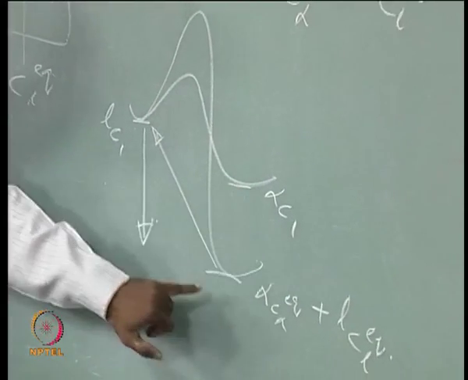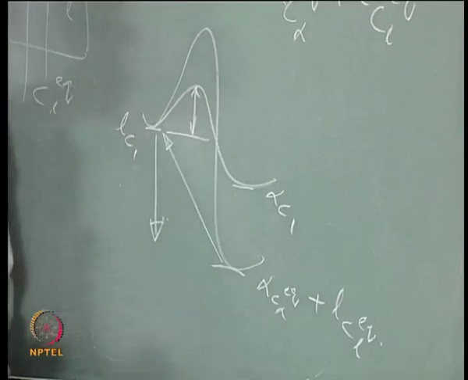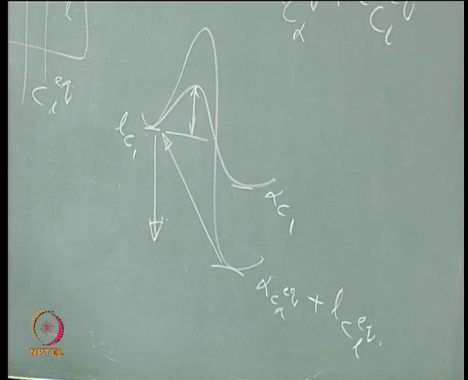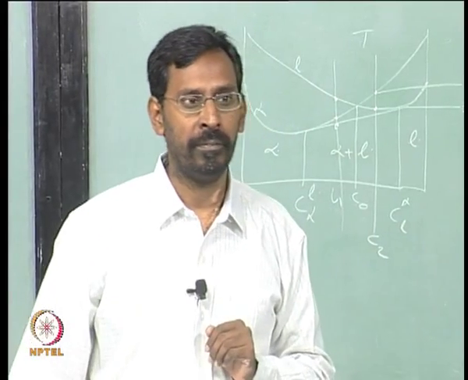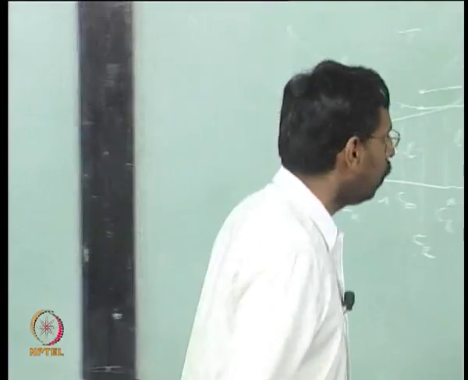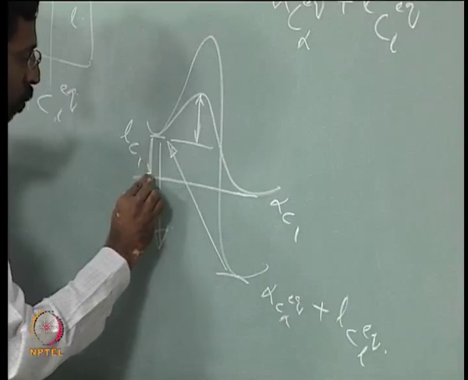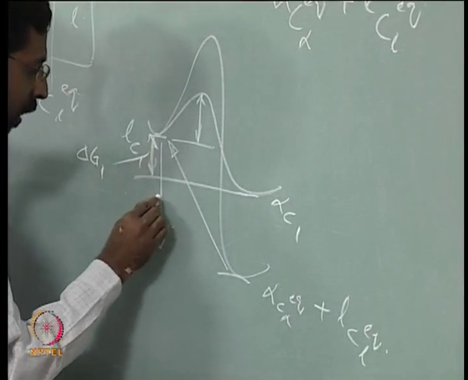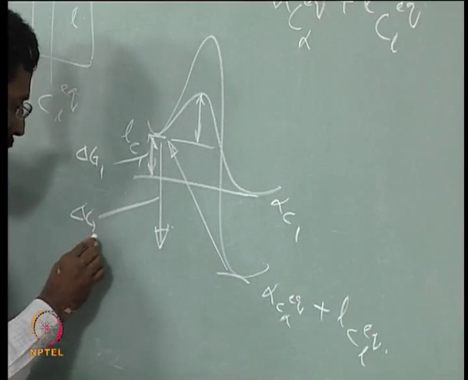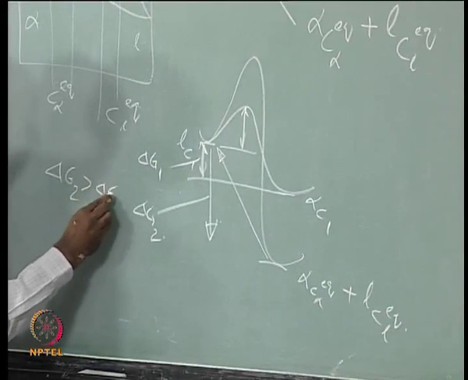Why should it go to this rather than going to this? Because this is smaller. Why is it smaller? Because it is a short range diffusion. Clear? So, you can see that though this is a smaller driving force, I call it delta G1, and I call this delta G2. Delta G2 is definitely larger than delta G1.